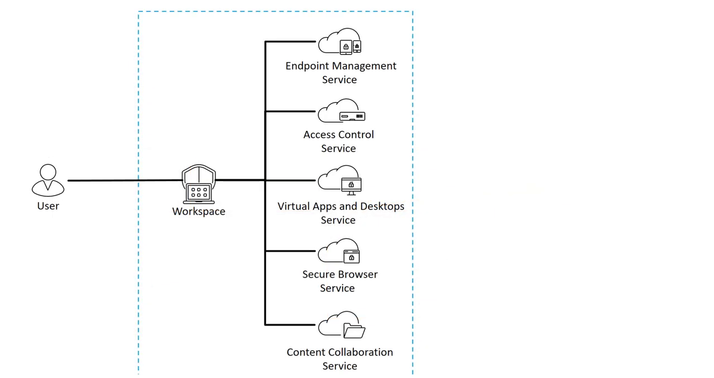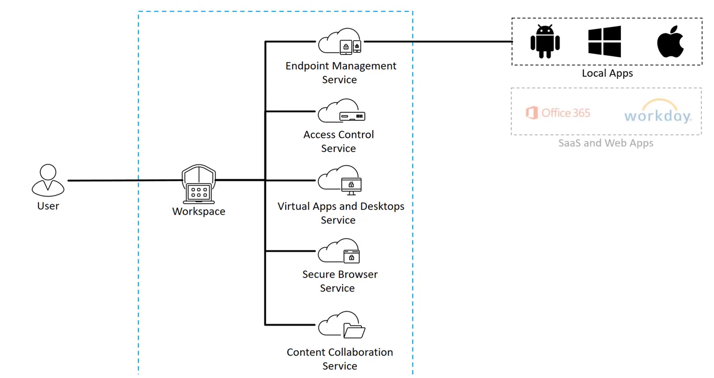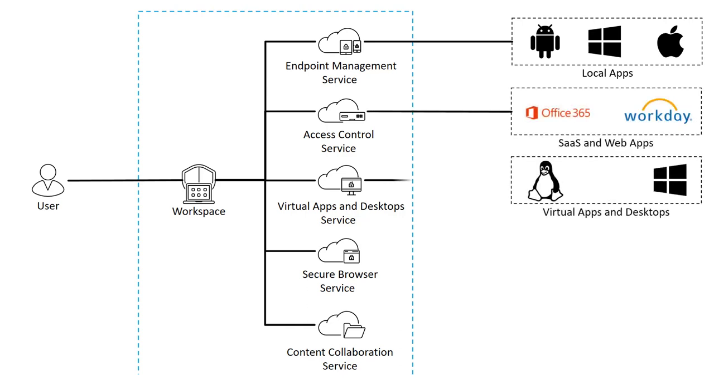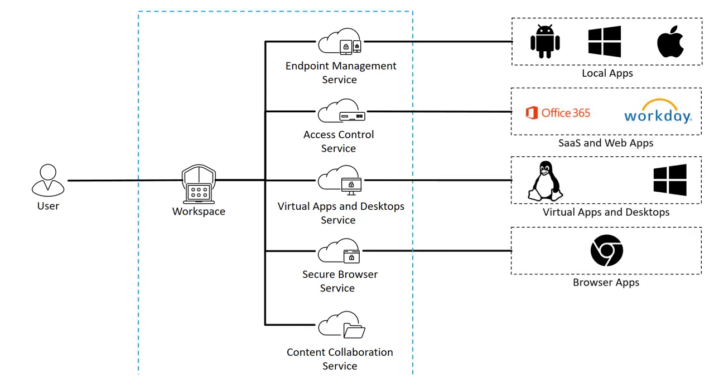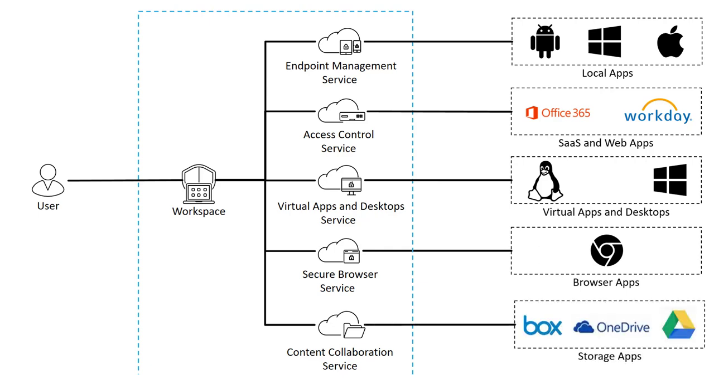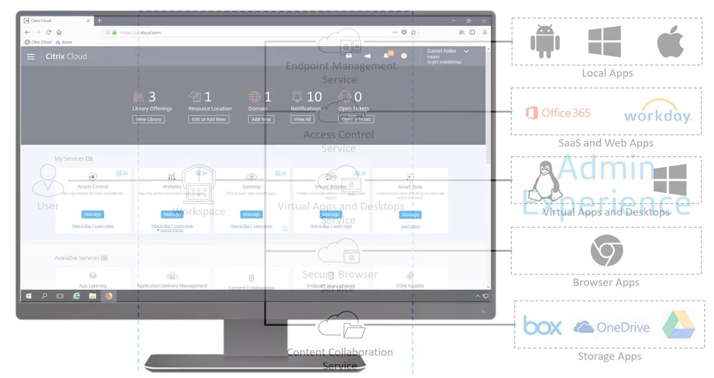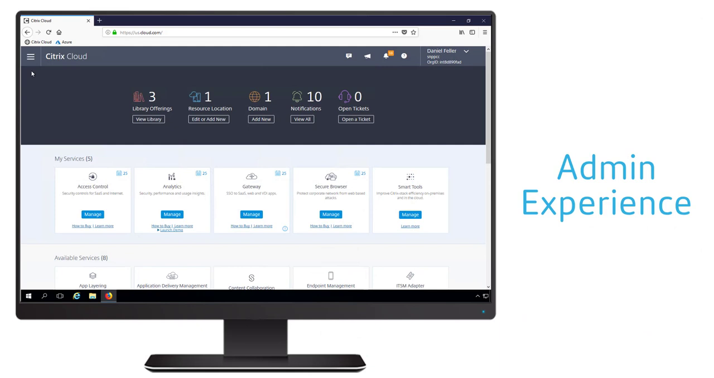Each one of these feeds provides the user's workspace experience with a different and unique type of application. So right now we can support local apps, SaaS apps, virtual apps and desktops, browser apps, as well as storage apps. As the feeds continue to increase and expand, we'll be able to include additional resources in the user's overall workspace. So from the user's one workspace, they will be able to get to every single application that they need access to.